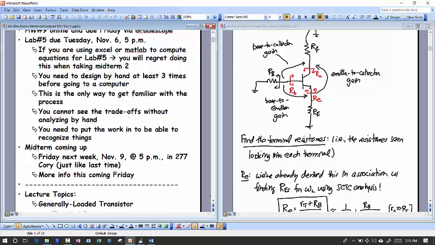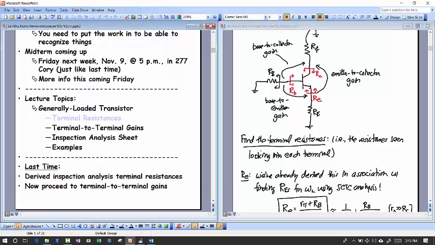All right. So last time we were talking about the generally loaded transistor. We talked about terminal resistances. Today we're going to talk about the gains. And once we get that, we've got everything we need for inspection. And so what I'll do is I'll show you an inspection analysis sheet that I'll put up on the web for you. That sort of summarizes all the equations you really need to know and the things you need to understand in order to do this inspection analysis. So let's get with this.